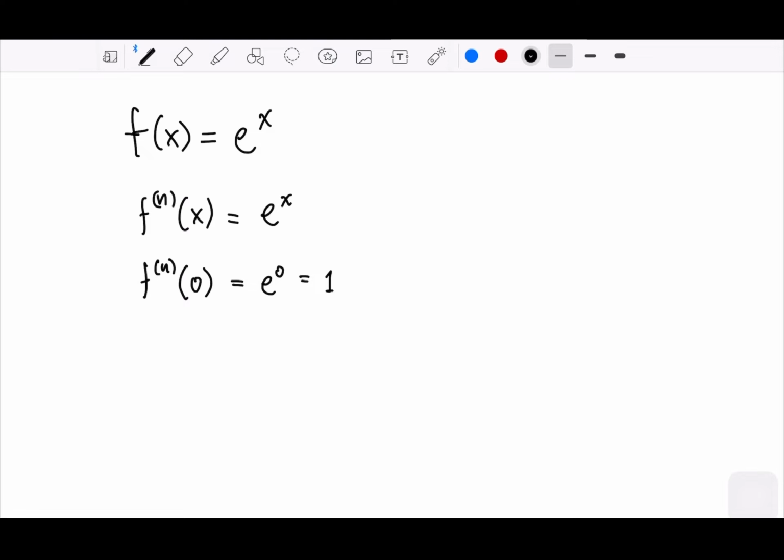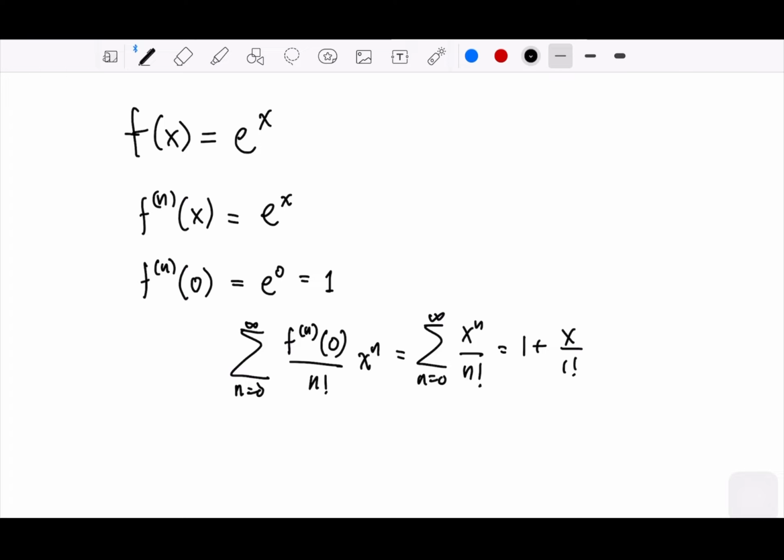So by doing so, the power series representation will be just x with power of n over n factorial, which is 1 plus x plus x squared over 2 plus and so on. If you check with the ratio test to find the radius of convergence, you will see that it's true for all x. The radius is for all x.